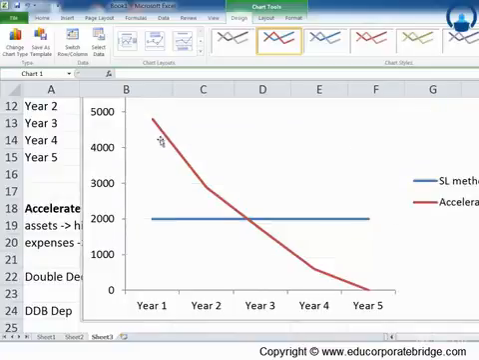So the red line essentially corresponds to the accelerated depreciation method, higher depreciation in initial years. The straight line method of depreciation is just about charging the constant depreciation expense for all the years. So this is the main difference between the two.